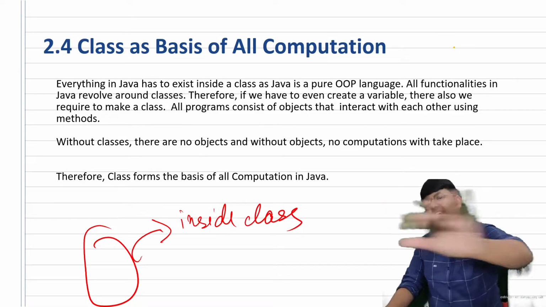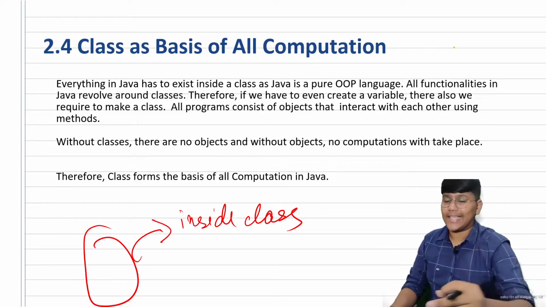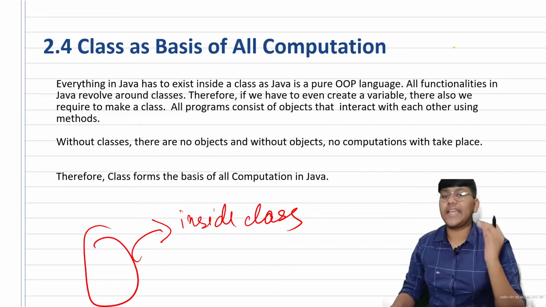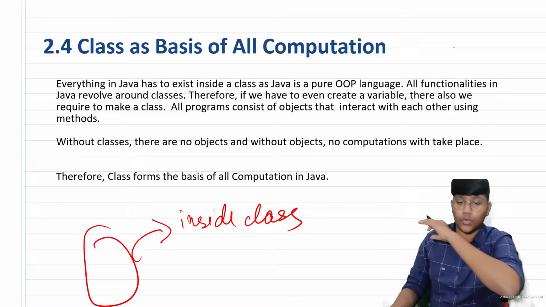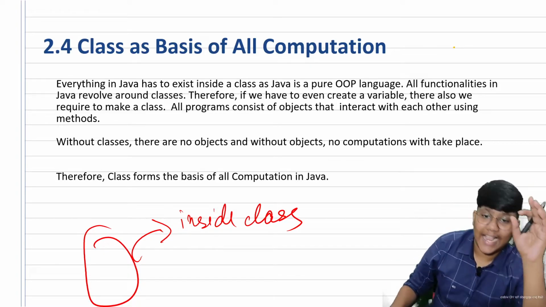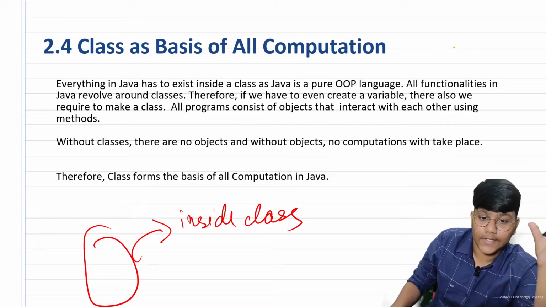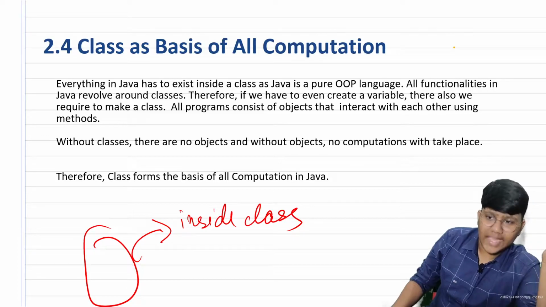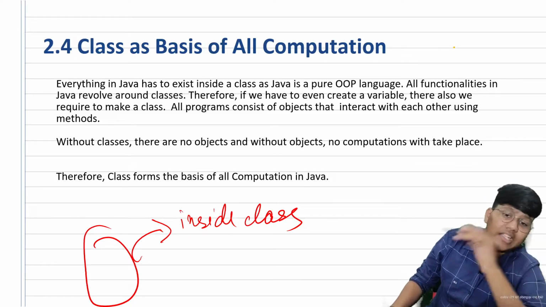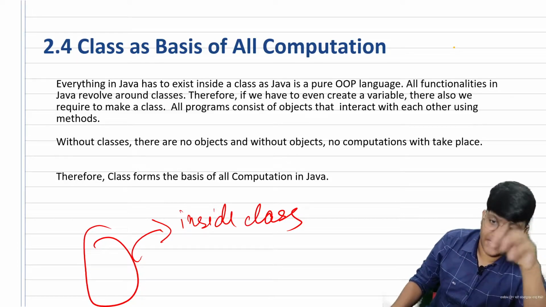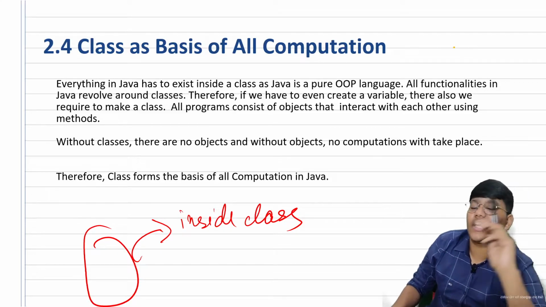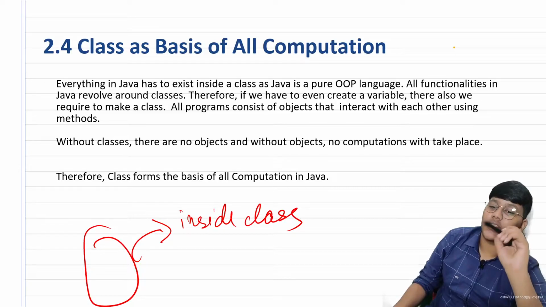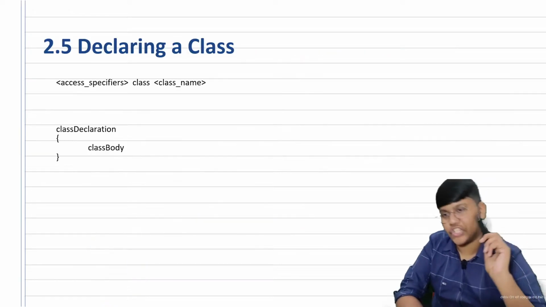All the data members and all the methods have to exist inside a class, and these classes create objects. Without objects there can be no computations, and if there are no computations, what is the need for a program? So we make a program to do some computations, and those computations cannot be done without objects, and objects cannot be created without classes.